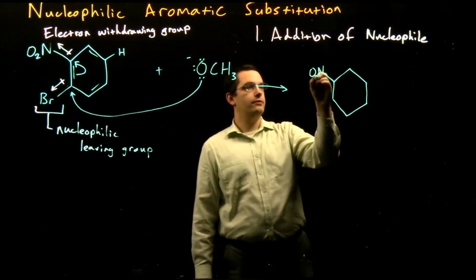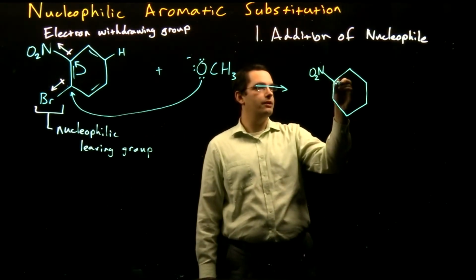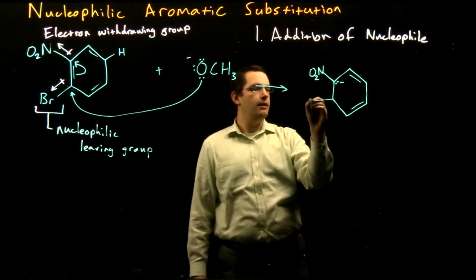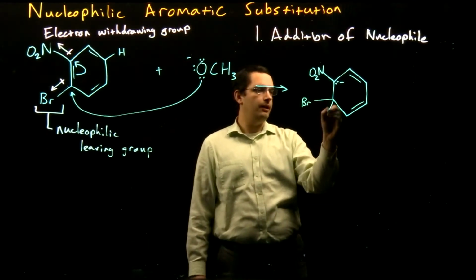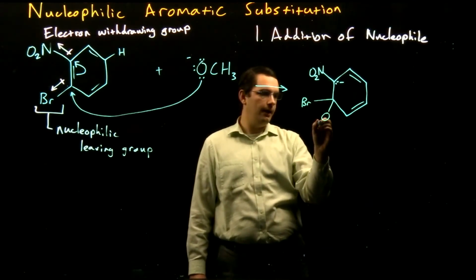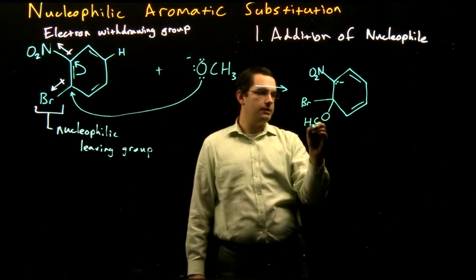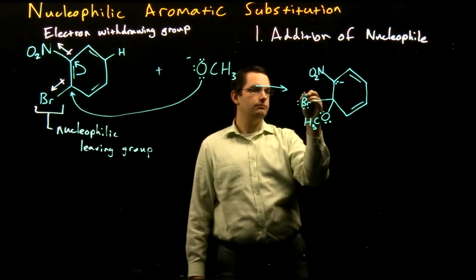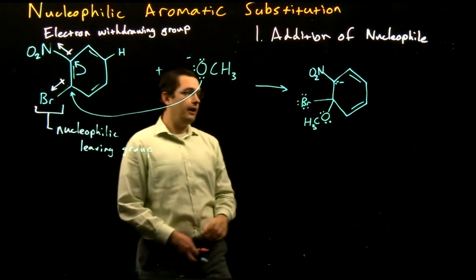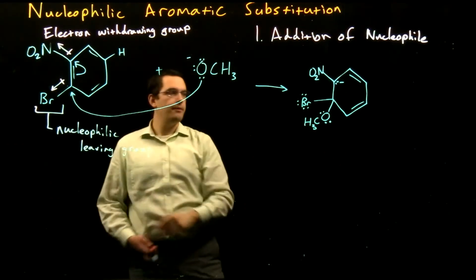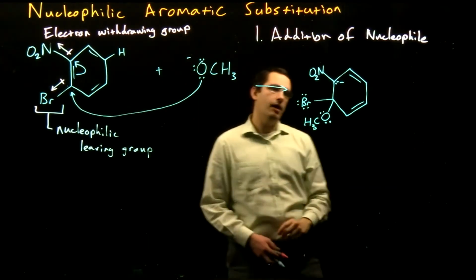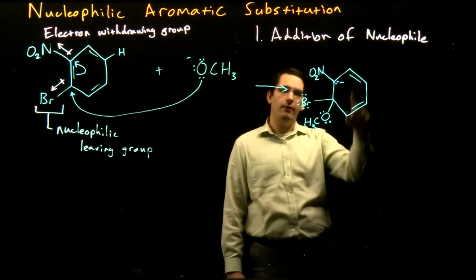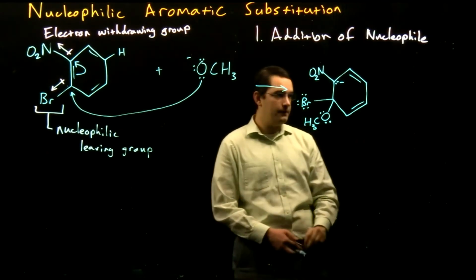So we have our electron withdrawing group. We have now a negative charge sitting here with the lone pair. We've got our other double bonds in the ring. And we have both our nucleophilic leaving group and our new nucleophile sitting here attached to the same carbon. So you'll notice here that as we attack with our nucleophile, we've broken our aromaticity here, right? We no longer have each of our carbons sp2 hybridized with that resonance and conjugation between all of our carbons.